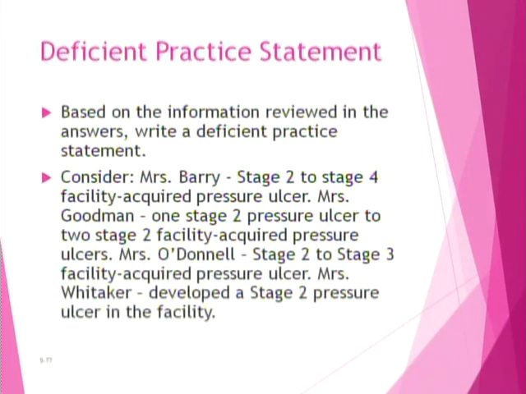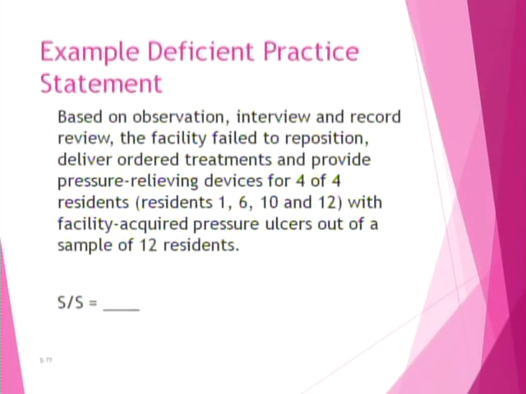All right, well, let's see what we've got. Here's an example. I'm not saying this is perfect, but based on observation, interview, and record review, the facility failed to reposition, deliver ordered treatments, and provide pressure relieving devices for 4 of 4 residents, residents 1, 6, 10, and 12, with facility acquired pressure ulcers out of a sample of 12 residents.